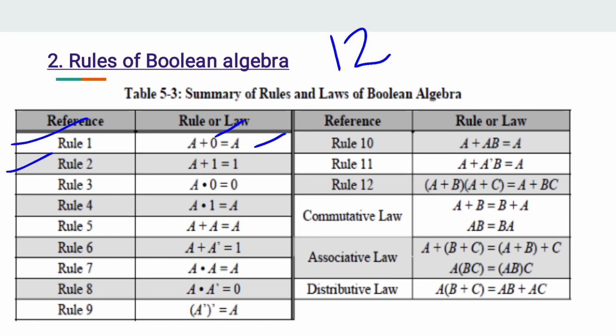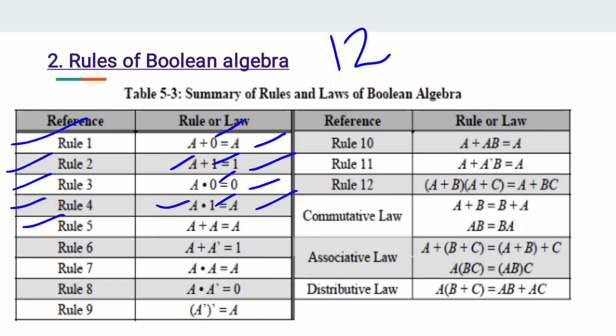Rule 2, when we add 1 to the variable, we will get 1 as an output. So this is rule 2. Rule number 3, when we multiply 0 with any variable, we will get a 0. Nothing but whatever we multiply with 0 will be 0. Next, rule 4, we multiply 1 with any variable, we will get the variable, because anything multiplied with 1 will give nothing but the content of the input.